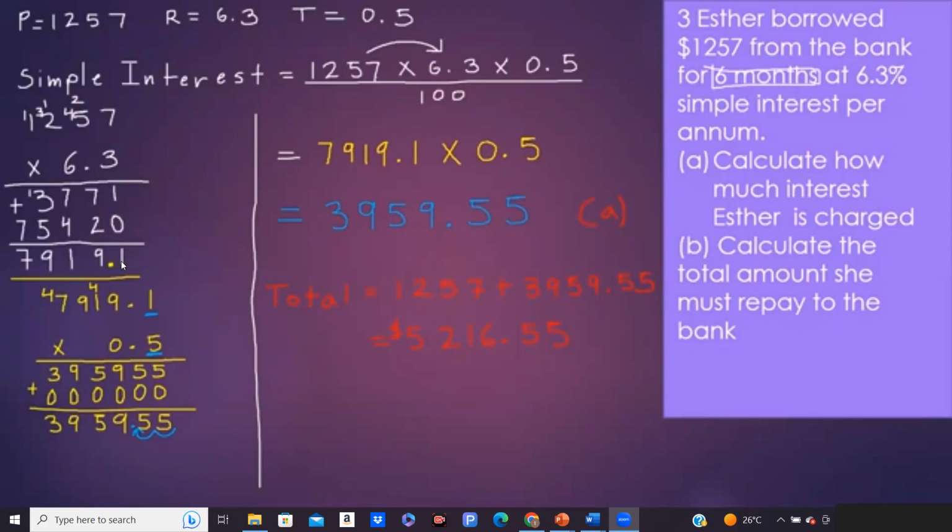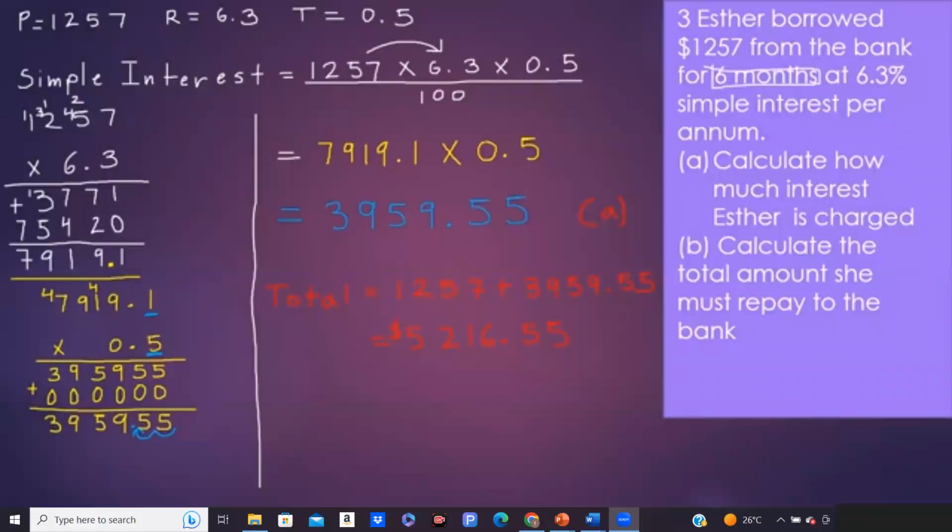7,919.1 times 0.5. Good. And when that is timed, it will equal 3,959.55. And then that will be the amount of interest she was charged.